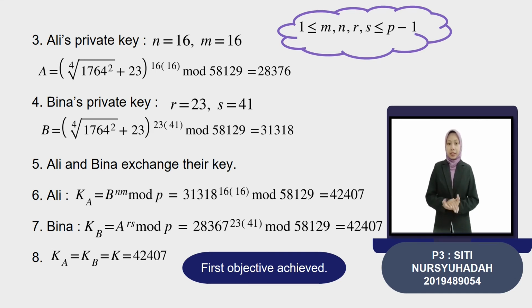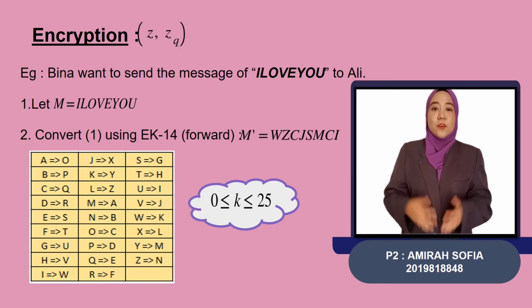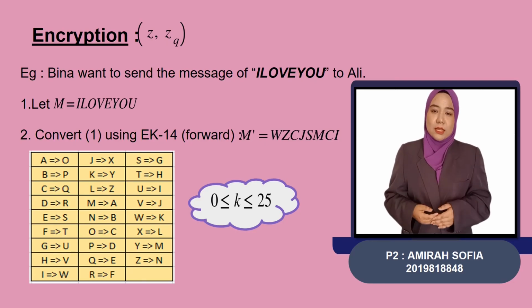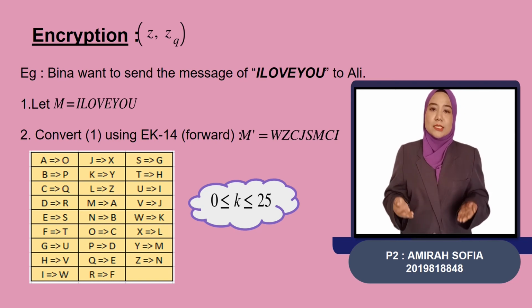Before Ali and Bina proceed to generate their keys, they need to check first that the values they choose will produce the primitive root of the prime number they choose. So when they substitute all the values into the formula, it shows and satisfies that the answer, which is 65, is a primitive root of 58129. For the encryption key result, let's say Bina wants to send a message to Ali.